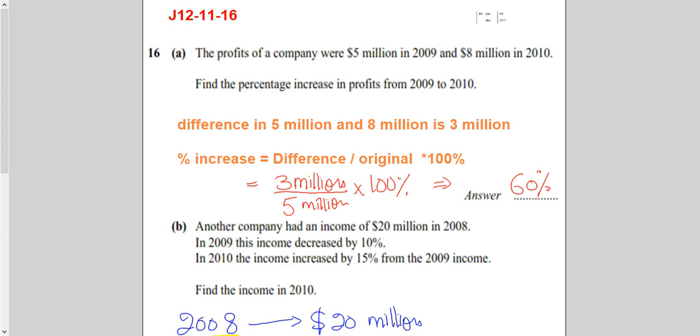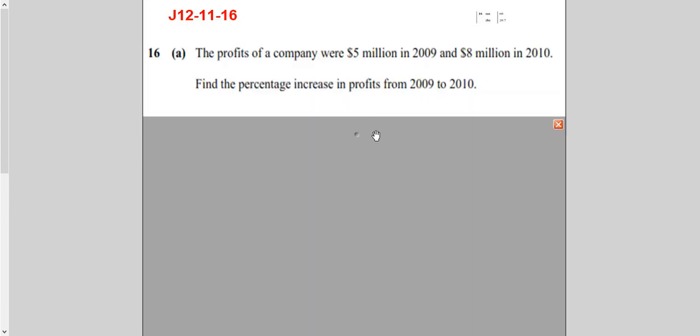Okay, so let's see this question. This question is from June 12, variant 1.1. The profit of a company was 5 million in 2009 and 8 million in 2010. So just by looking at these values, I know there is a profit increase. From 5 million, it is going to 8 million, right? Find the percentage increase in profit.